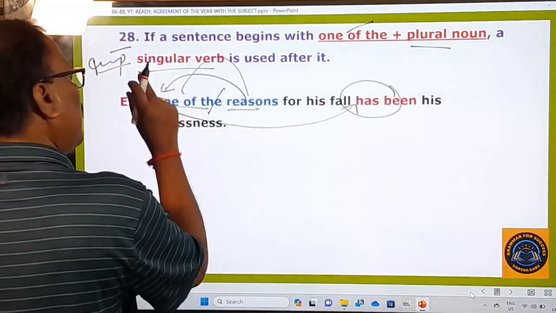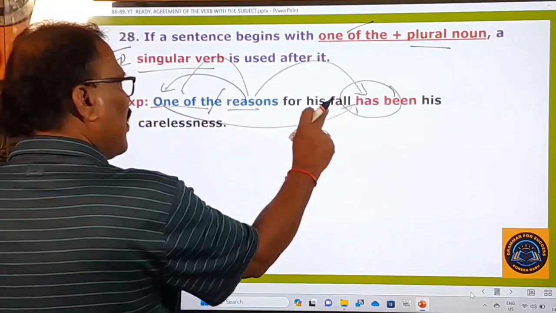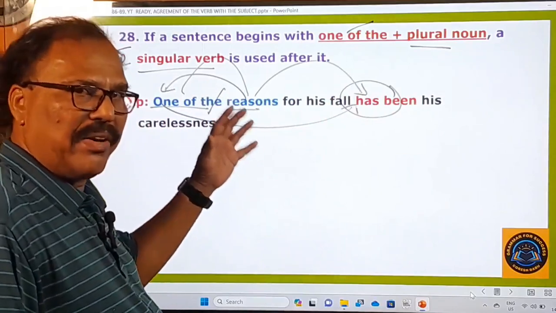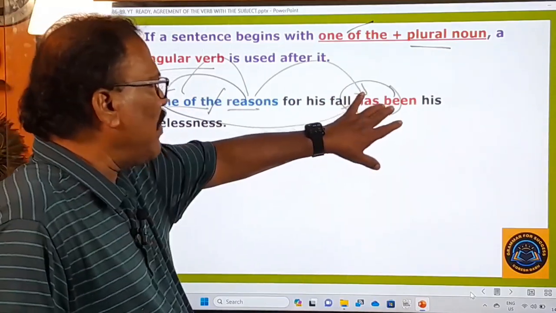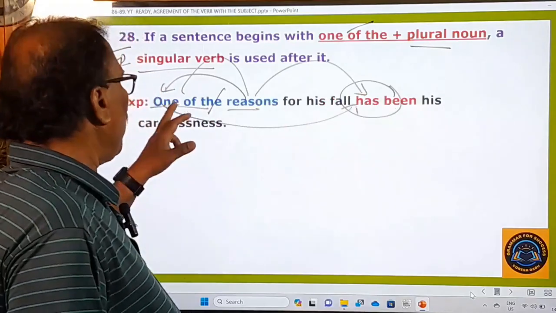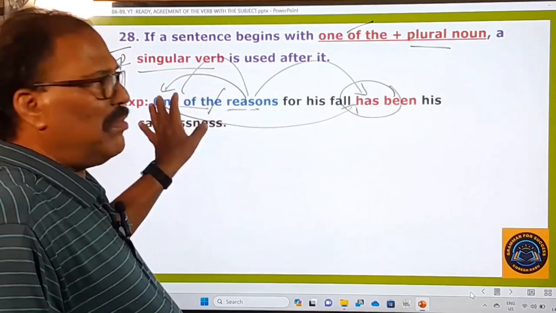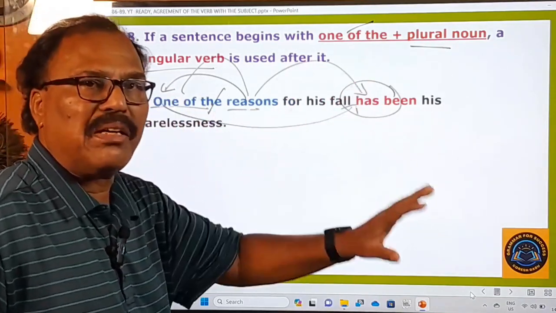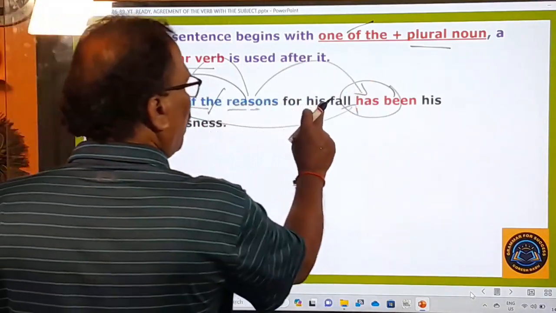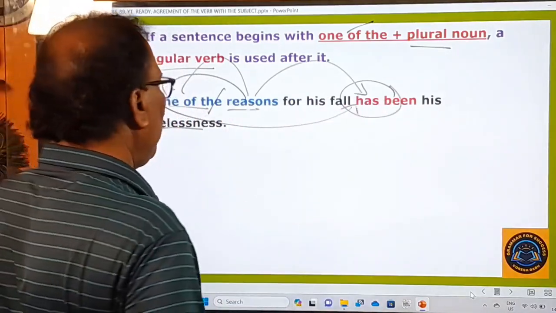Most of the students think that this is the real subject, and therefore they say one of the reasons for his fall have been. But in the examination, especially in spotting error questions, have been is given, and you think this part is correct. Remember, whenever the sentence begins with one of the plus plural noun, the verb must always be singular. Please keep this point in your mind. That's why: one of the reasons for his fall has been his carelessness. Because of carelessness, so many bad things will happen in our life.